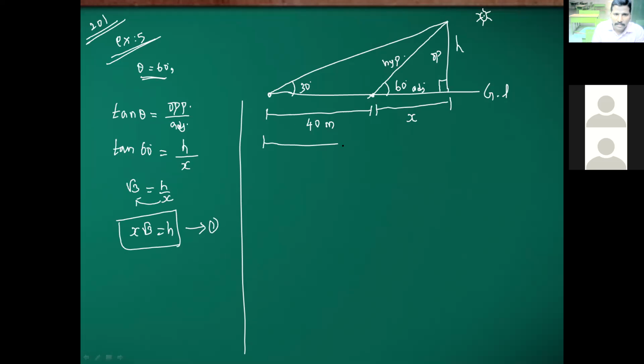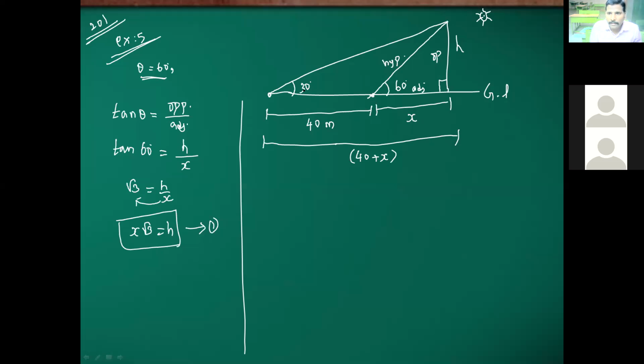If I am taking the 30 degree triangle, you have to measure the base fully. Here 40, here x. Together what is that? 40 plus x, the full length you have to take. But the height is the same, it never changes.